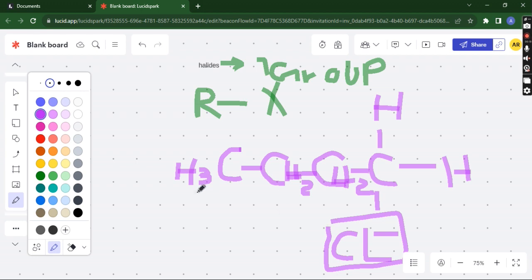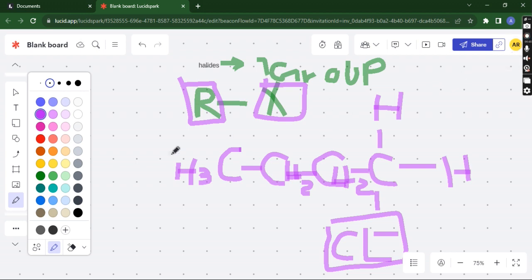When you talk about the IUPAC naming, it is known as haloalkanes. Halo means chloro, chlorobutane, right? This is the name in the IUPAC nomenclature. IUPAC nomenclature means the IUPAC naming system, right? So this is all about halides, right? A combination of a hydrocarbon with halides, which are chloride, bromide, iodide, fluoride. We can take a lot of examples according to it.